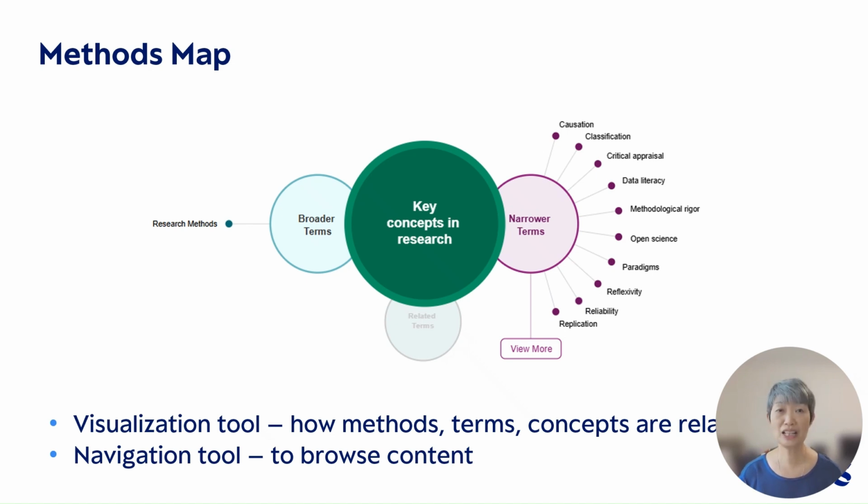Once you're happy with your selection, then you have access to a list with all possible results, meaning that you have a list with all the books, cases, videos, all types of resources that are currently available for your library to use. And this is how easy it is to navigate using Methods Map.